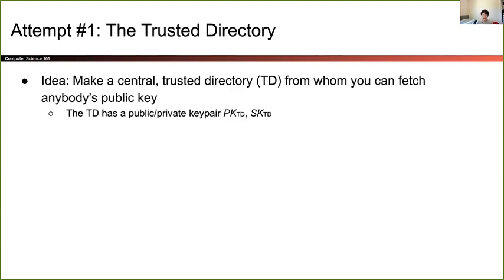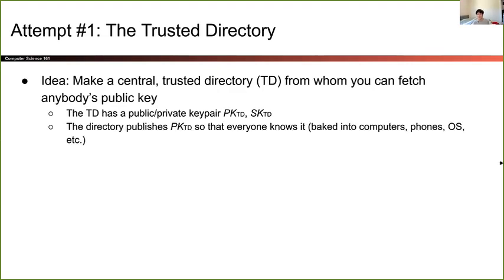So this TD has a public and private key pair, PKTD and SKTD. These names are getting really long to say in retrospect. The directory is able to publish PKTD and everyone knows it implicitly. So let's say on my phone, if I want to communicate to the TD, this phone already has the public key for the TD pre-installed in it, and we don't need to look it up anywhere, because how would we trust it if we looked it up somewhere?